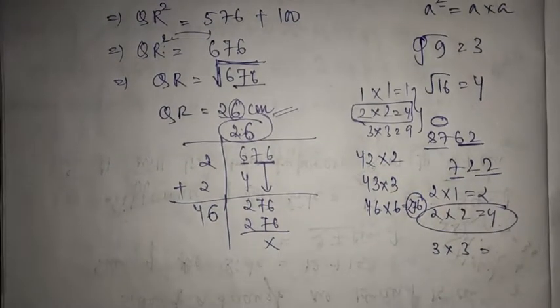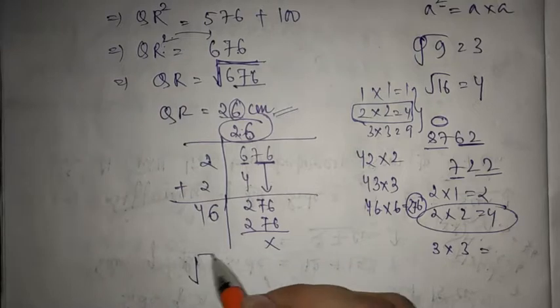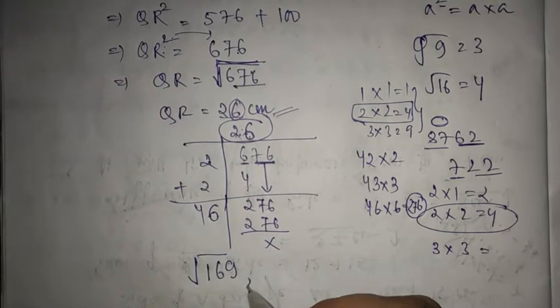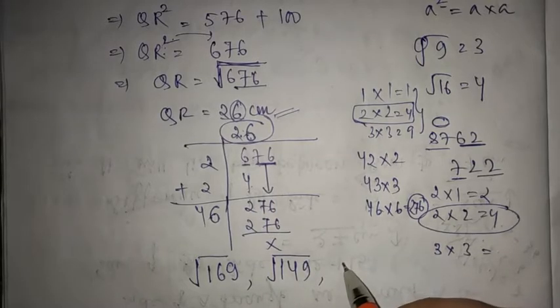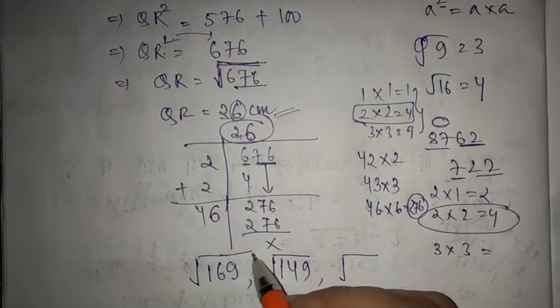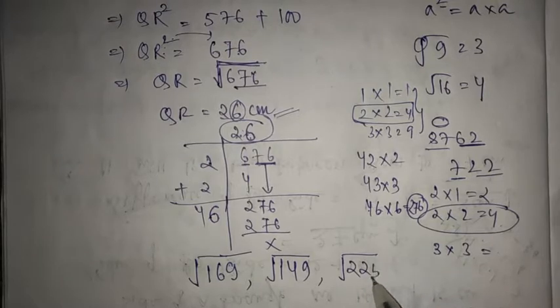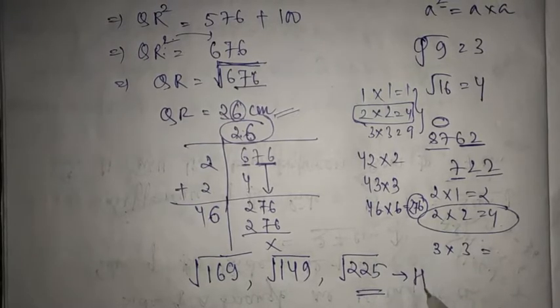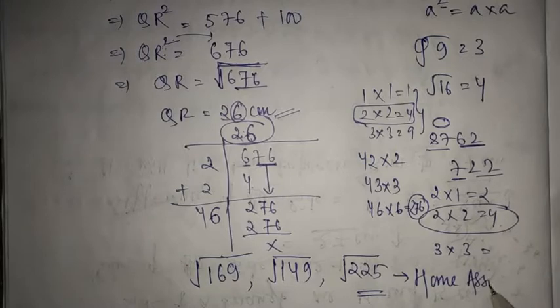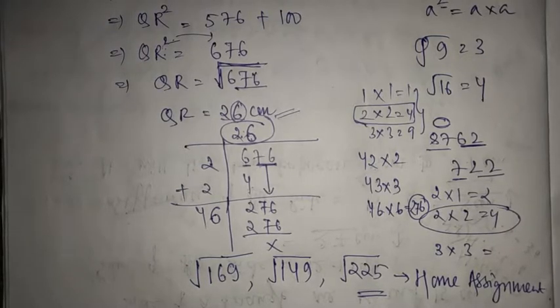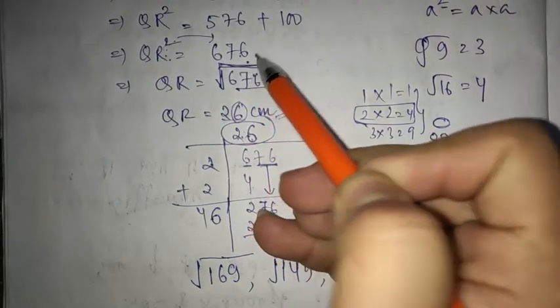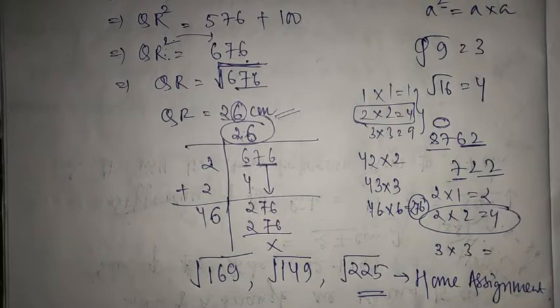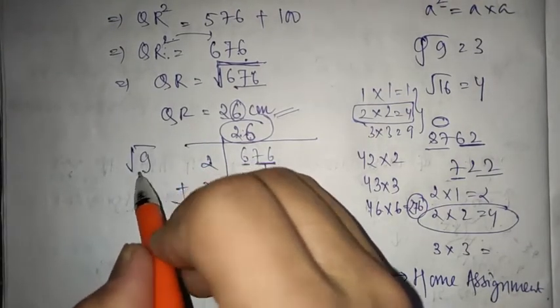Similarly, students, I'll give you some home assignment to find the square root of 169, 144, and the square root of 225. This will be a home assignment. Just try this. This will help you to solve exercise 6.5, because in exercise 6.5 you are going to get this problem. Many of the students have this problem. No worry, no problem.